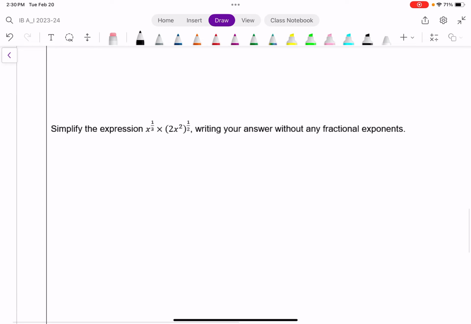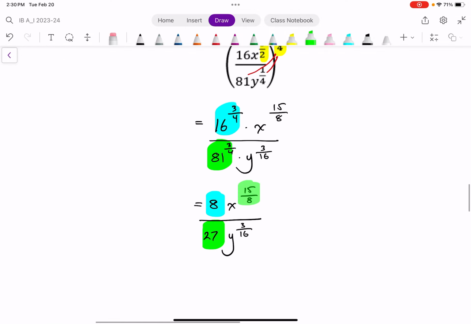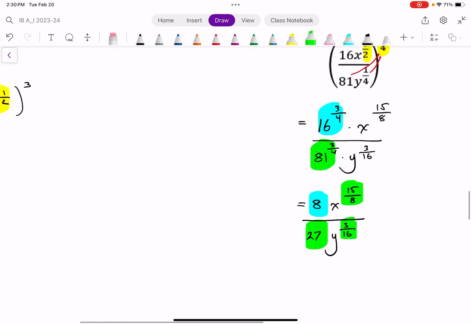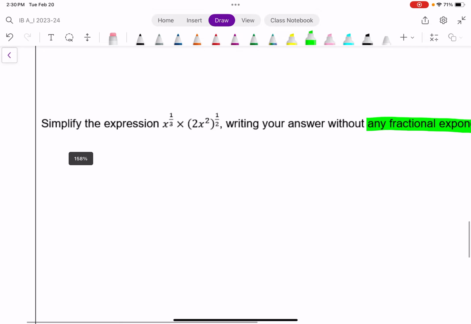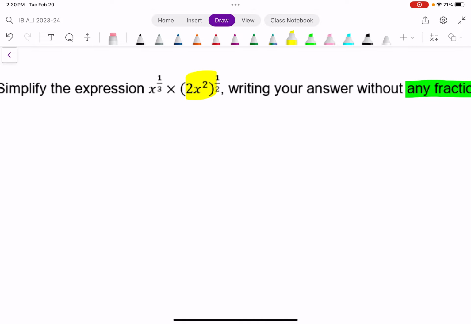Lastly, this time I want to simplify this expression, but I don't want any fractional exponents, so I don't want any exponents like this in my final answer. First, let's just simplify this. And again, lots of approaches, but one thing I notice is that I have 2x squared all being raised to the power of 1/2, which means I can raise each of these to the power of 1/2.